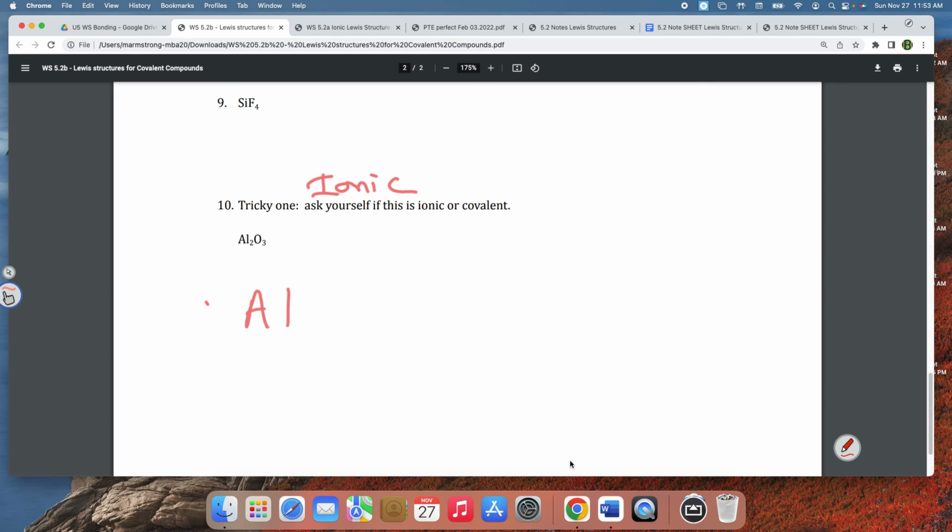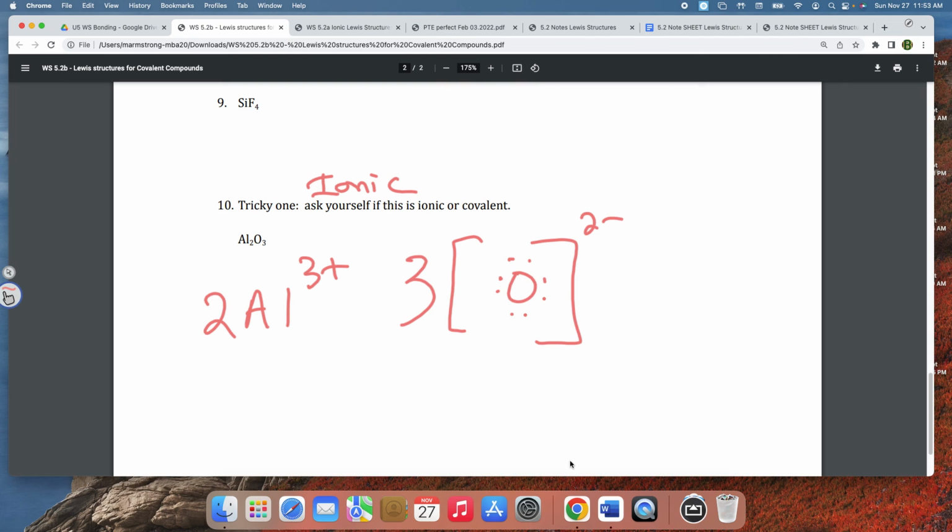So we'll have two Als. Each Al has a 3 plus. We'll have 3 oxygens in brackets. Each oxygen will accept a transfer of electrons from 2 of those aluminums such that they each have 8 valence electrons and each one is a 2 minus. Again, your check: 2 times 3 is 6, 3 times 2 is 6, but it's opposite.